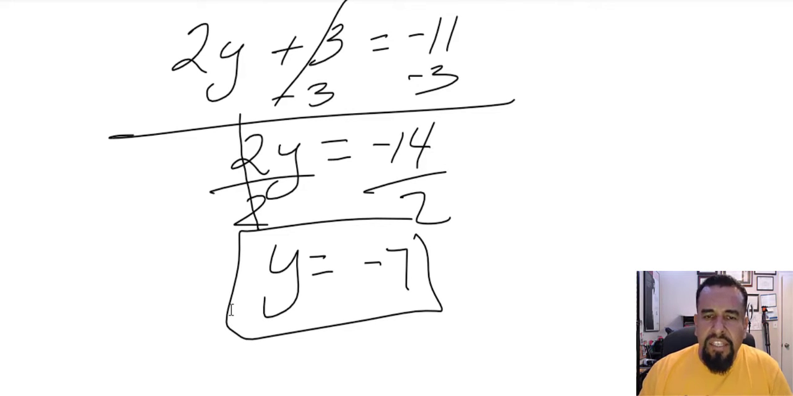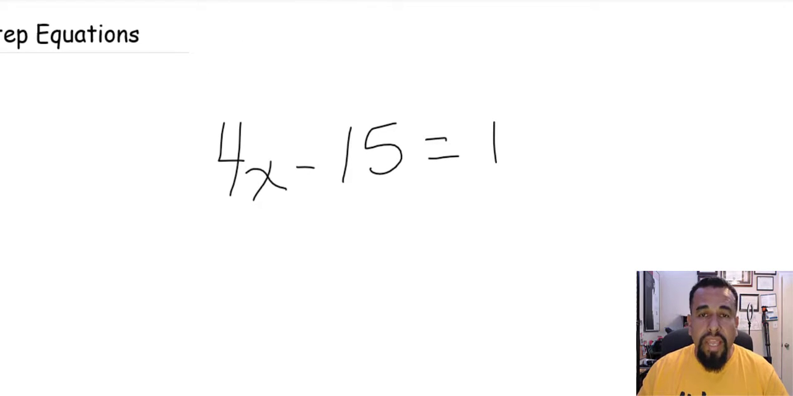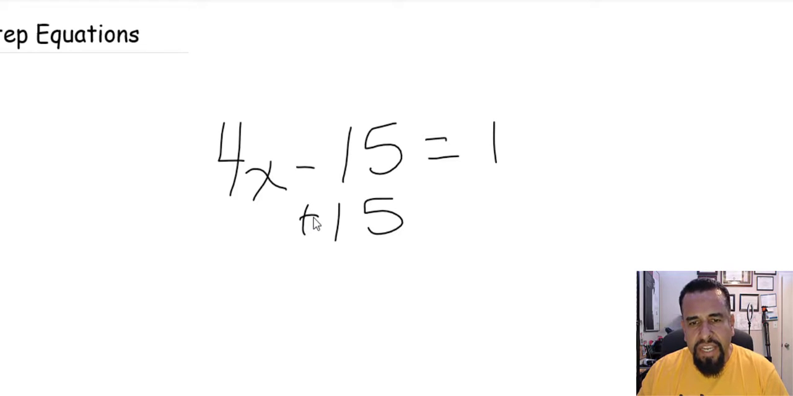All right, let's do a different one. Here we go. On this one, we have 4x minus 15 equals 1. Same as the first one. The only difference is that this is a subtraction problem. Again, think opposite. So that means I'm going to add 15 to both sides. So plus 15, plus 15.